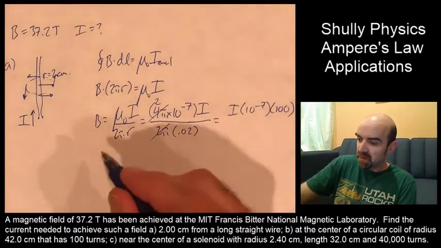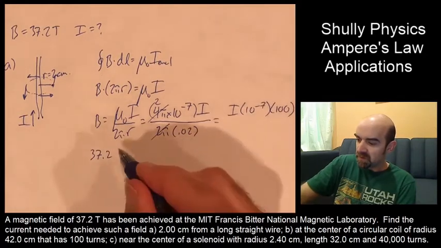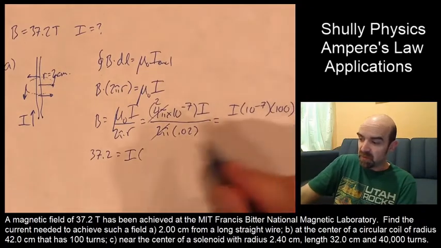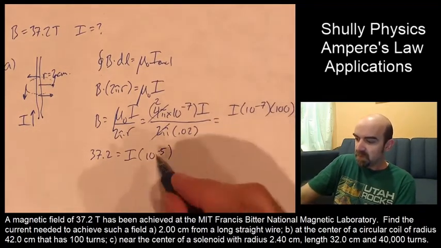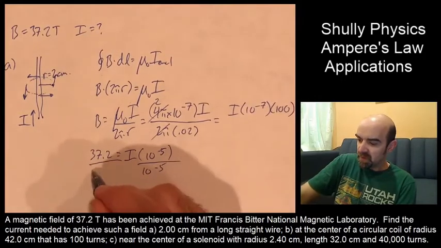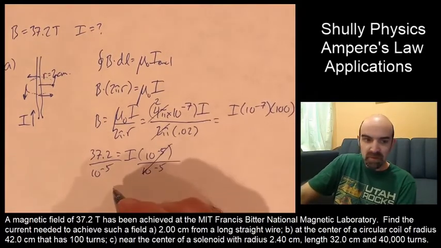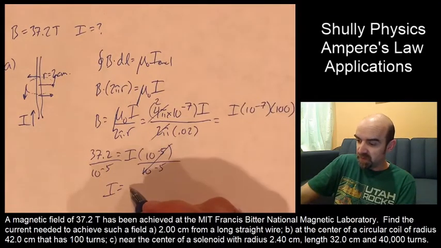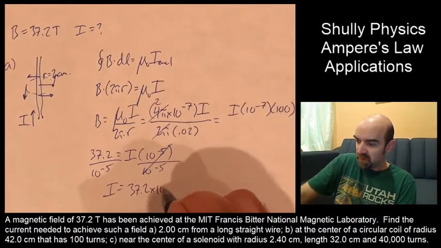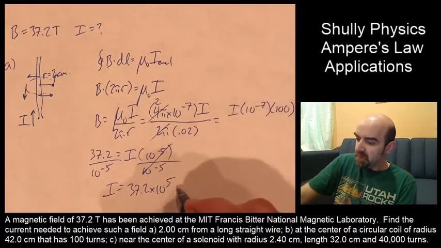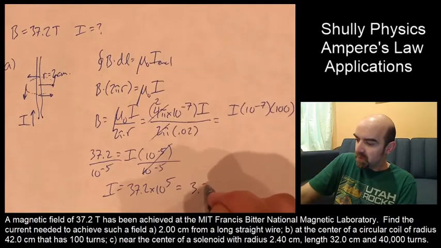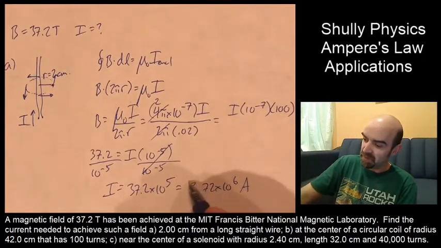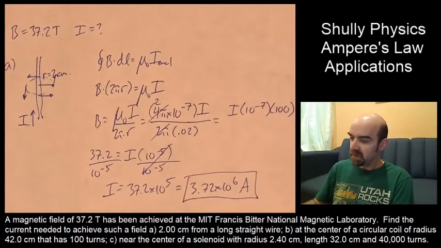Now we can plug in the B, 37.2 Tesla equals I times 10 to the negative 7 times 10 to the 2, which is 10 to the negative 5. Divide both sides by 10 to the negative 5, and we get our current. This is like multiplying by 10 to the 5th, so 37.2 times 10 to the 5th power, or 3.72 times 10 to the 6th amperes. So you can use mega amperes if you want. All right, there we go.